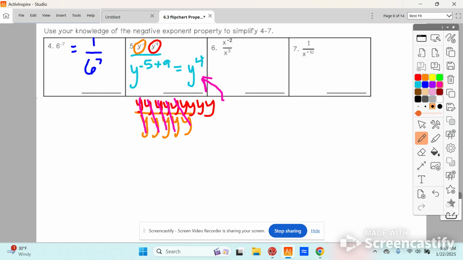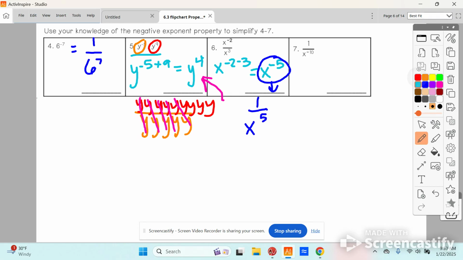On number 6, I'm going to use the quotient of powers property. So x negative 2 minus 3, because when I'm dividing with the same base, I can subtract my exponents, and that's going to give me x to the negative 5th. Now, x to the negative 5th would be an improper way of writing, so I have to move the x to the negative 5th to the denominator and write it over 1 for the placeholder, and then I can write x to the positive 5th.